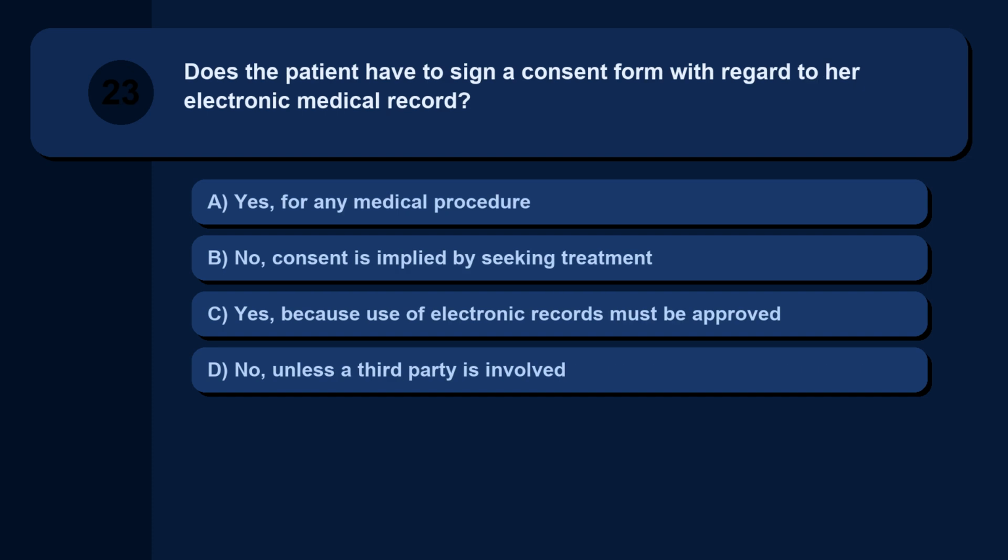Question 23. Does the patient have to sign a consent form with regard to her electronic medical record? Yes, for any medical procedure. No, consent is implied by seeking treatment. Yes, because use of electronic records must be approved. No, unless a third party is involved. Typically, by receiving care, patients give implied consent for the use of electronic medical records as part of their overall treatment, unless additional or third-party access is requested.